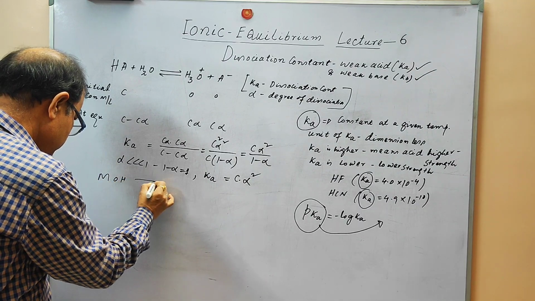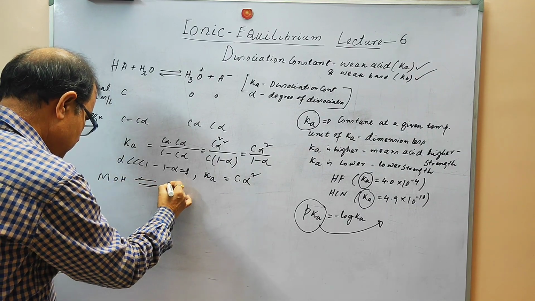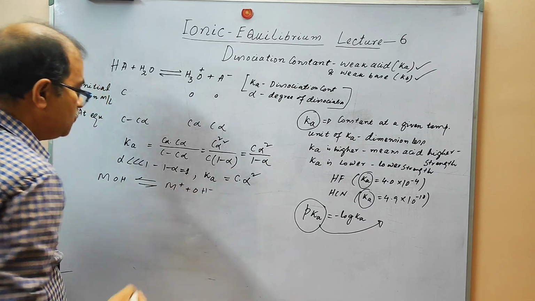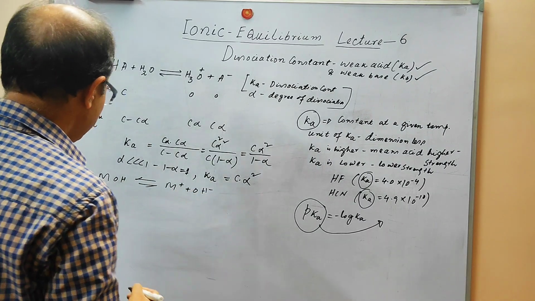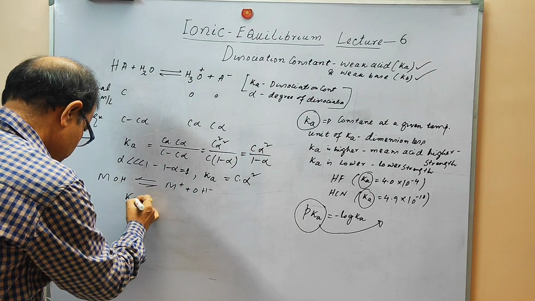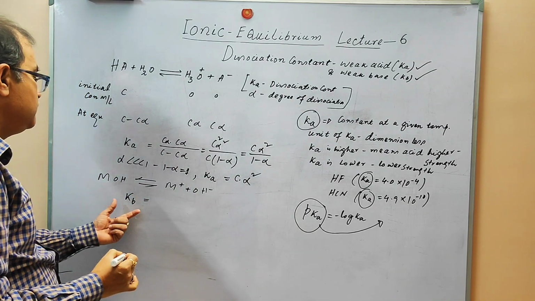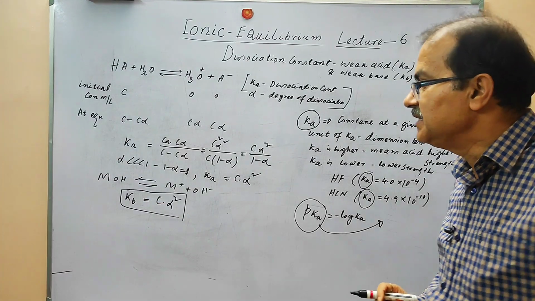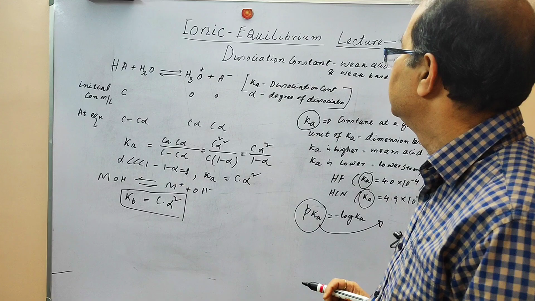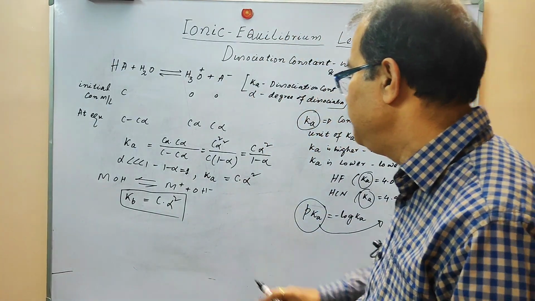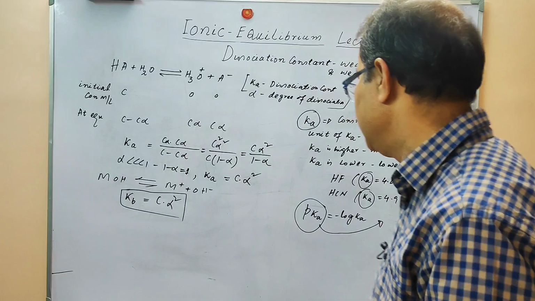The base is MOH. This is the base, and the base is dissociated and gives these ions, and it is also a weak base. And for this base, the dissociation constant is written as Kb. So now we are discussing the dissociation constant, that is the Kb. Kb is given by C alpha square.